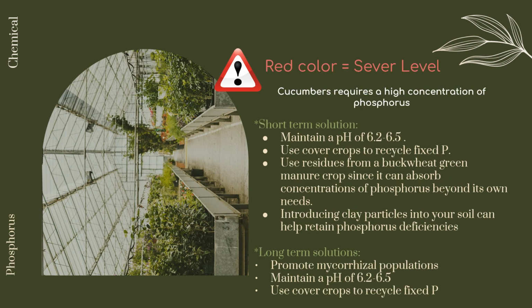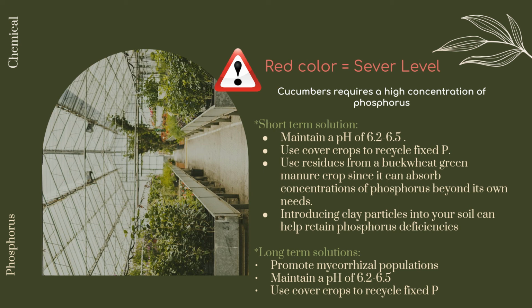The second thing in chemicals is phosphorus. It is a red color, which is a severe level, very bad situation because the cucumber needs a high concentration of phosphorus. We have solutions. In short-term solution, we should maintain the pH. We should cover the crop with recycled fixed phosphorus, and we use residues taken from the buckwheat, green manure crops to reduce the excess phosphorus. And also we use clay because it has a very large surface area which absorbs phosphorus easily.